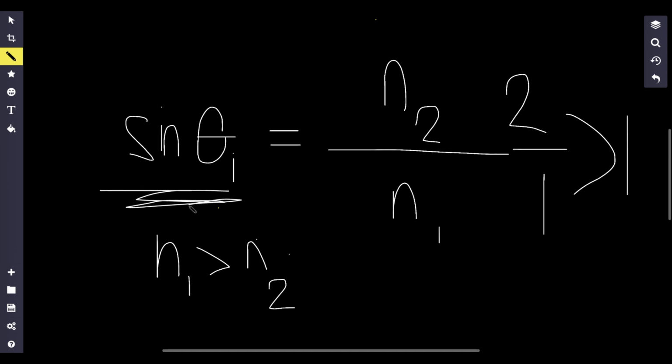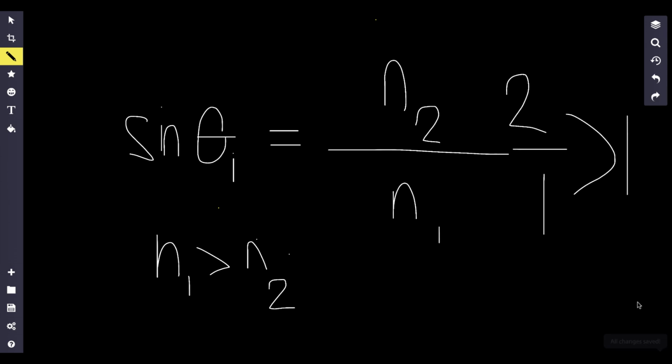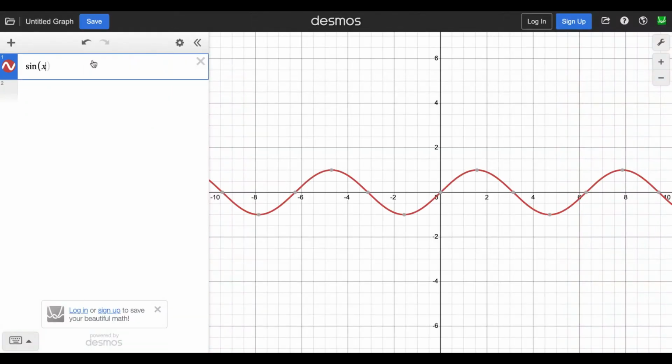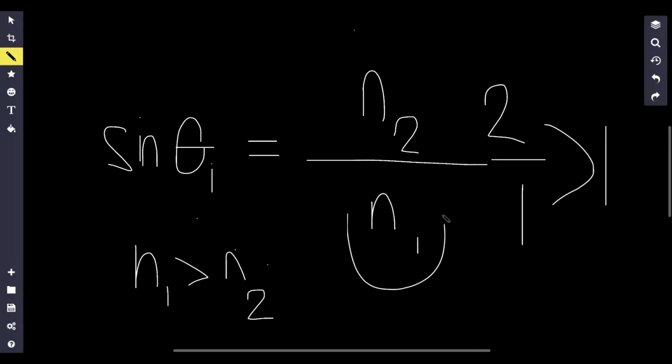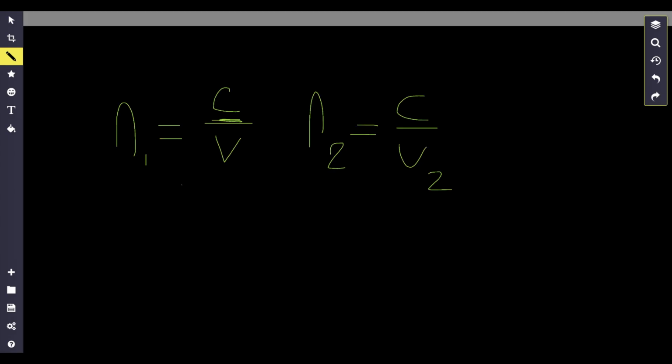However, when you look at sine of an angle, actually let me go to decimals here. When you look at sine of an angle, the maximum value of sine is 1. If sine of an angle is greater than 1, then the solution does not exist, right? Sine of an angle cannot be greater than 1. And therefore, this is why you have to go from a higher index of refraction to a lower index of refraction.